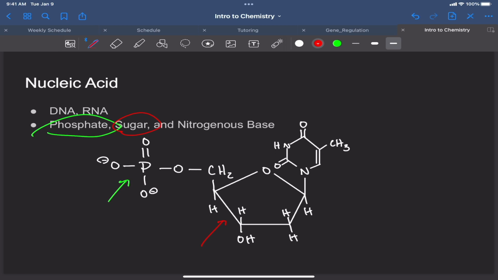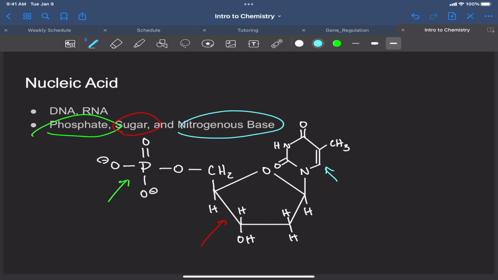That will come into play later of why those are different, what that means. That'll be kind of the last few weeks of class. And then finally, we have our nitrogenous base, which is this guy here. There are multiple nitrogenous bases. You don't need to know your different nitrogenous bases for this class.